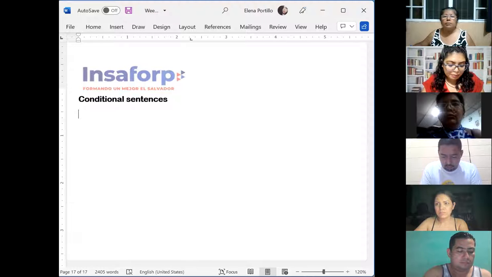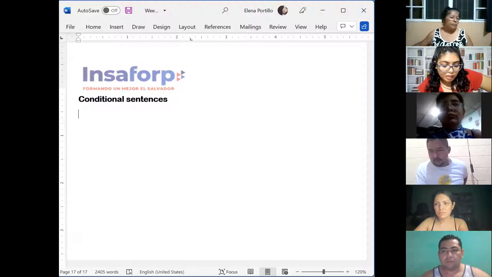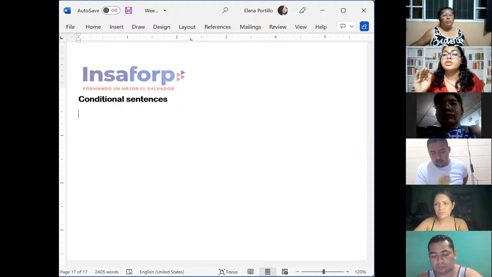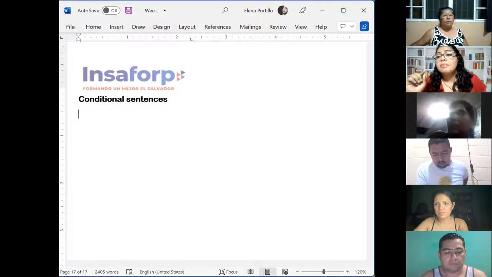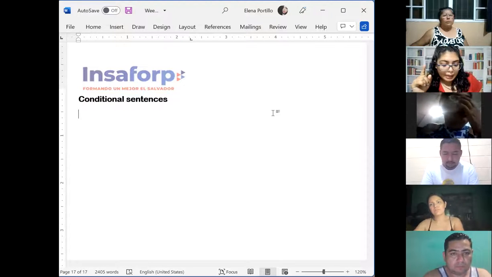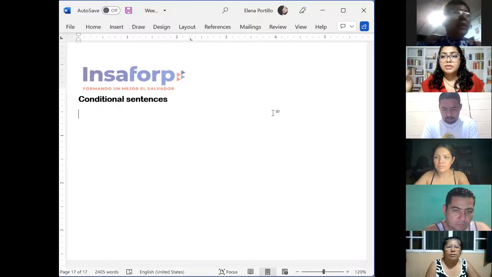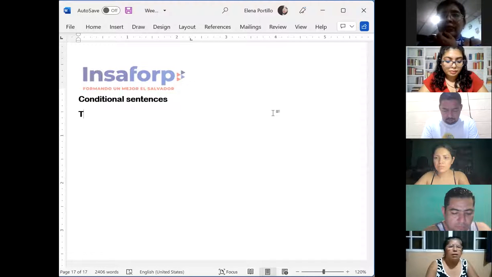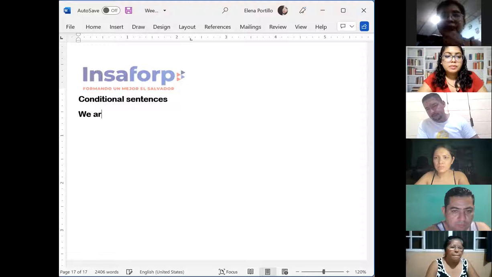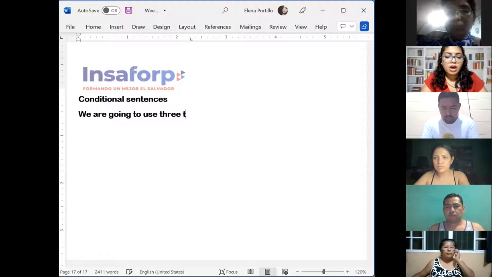First, we are going to talk just about the three types of conditional sentences. We are going to use number one, number two, and number three. But we have another one that is the zero conditional type. But in this moment, we are going to use conditional type one, type two, and type three. Then we are going to explain more about the zero conditional, but now we are going to use just the three of them.